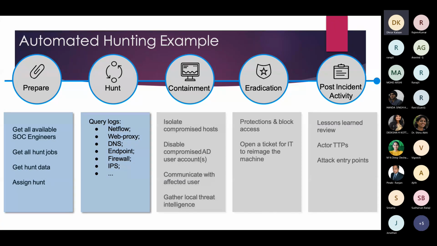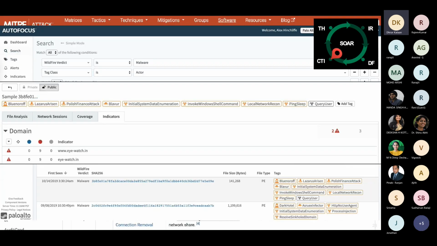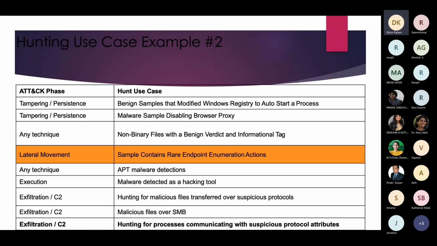So in an automated hunting example, what you do is you get all your available engineers from the SOC, you set out a hunt job, you get the hunt data and you assign each hunt. How do you assign each hunt? You have to start defining your use cases. How do I get these use cases in the first place? You have to see your top 10, 15, 20 priorities that you're getting in terms of alerts from your systems. How did you get this? Because you're mapping every incident back to ATT&CK.